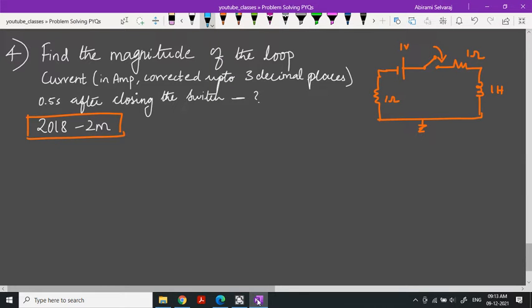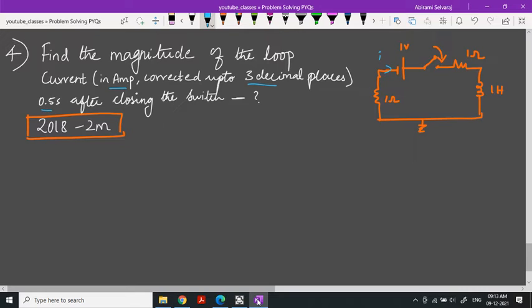Okay, let's proceed with the fourth problem in transient response. Here we have an inductor, two resistors, and a voltage source. Find the magnitude of the loop current. The loop current is the current flowing in this particular loop, in amperes, correct up to 3 decimal places.